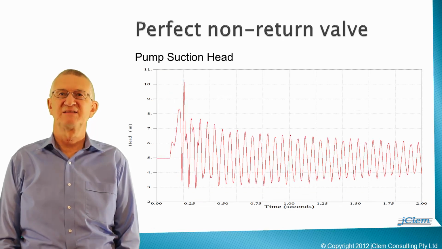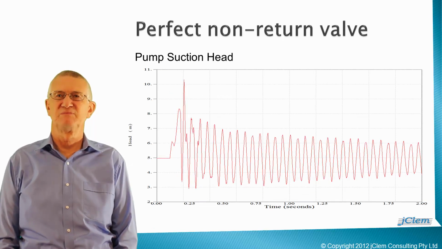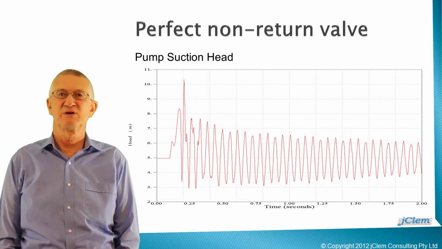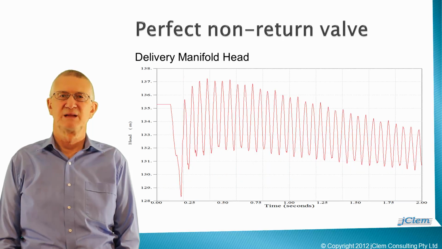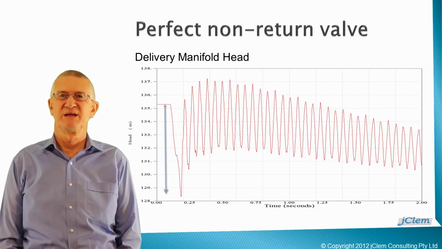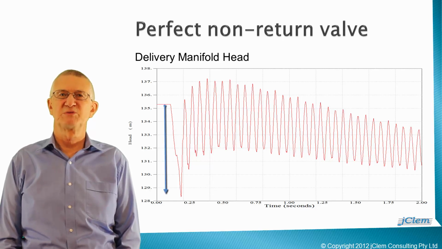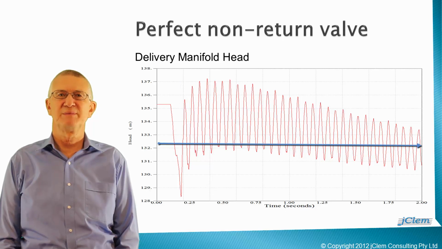What happens to head at the suction side of pump number 2? Well, here we see a relatively modest 5 metre increase in head, up to about 10.5 metres, and the lowest the head drops to is about 3 metres. Now, what happens to head at the delivery side of the pump station? Here I can see the head drops briefly by about 7 metres, rises at most by about 2 metres, and will eventually stabilise about 3 metres lower.